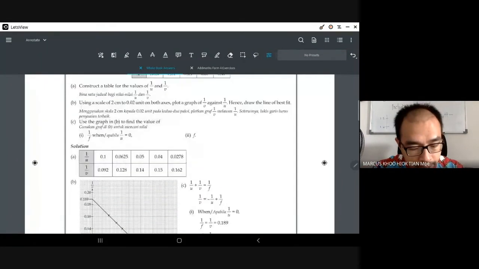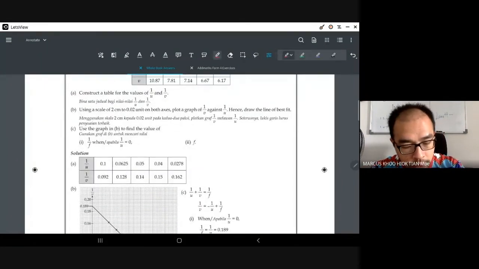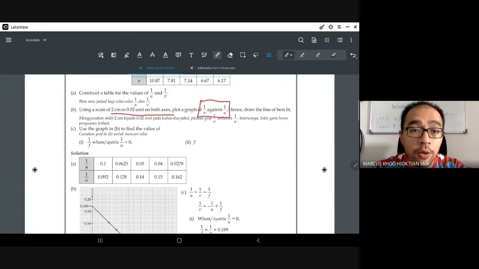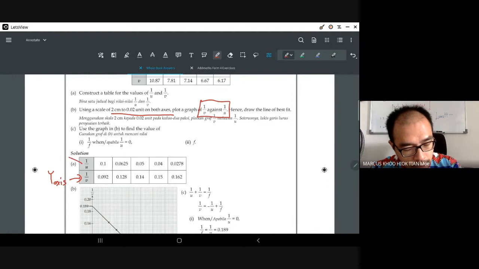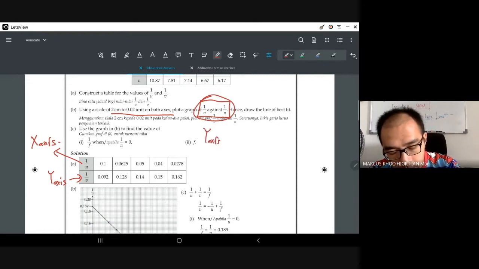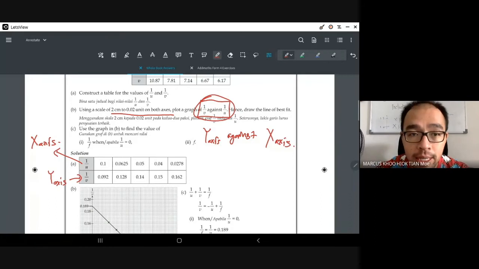The second part will always be like this: using a scale of so and so, plot a graph of 1 over v against 1 over u. So 1 over v is the y-axis, and 1 over u is the x-axis. Because they say 1 over v against 1 over u, it's always y-axis against x-axis. This format cannot change. They will never say x-axis against y-axis.